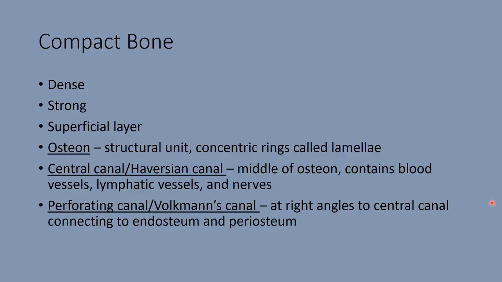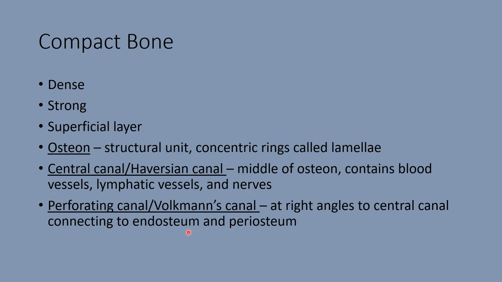So once again, here we go. We got multiple names. It's the same thing. But it's going to be right in the very middle, and that's where blood vessels, lymphatic vessels, and nerves are supplying the internal part of the bone. How do those blood vessels, lymphatic vessels, and nerves get to the middle? Well, there's little side channels, if you will, that are at 90-degree angles or at right angles to that central canal. Remember, the periosteum is on the surface of the bone, and the endosteum is on the inner surface of the medullary cavity.